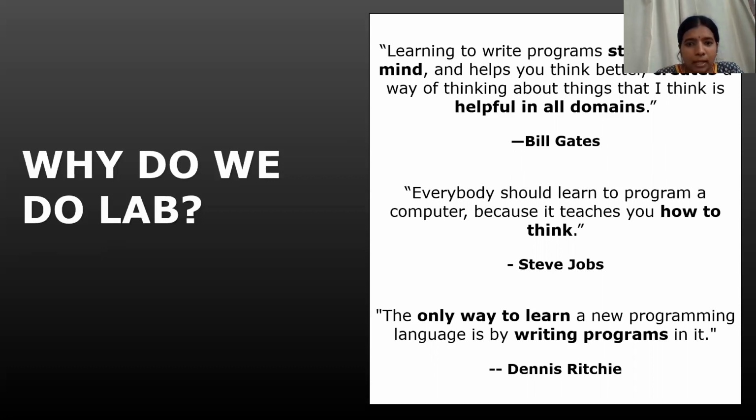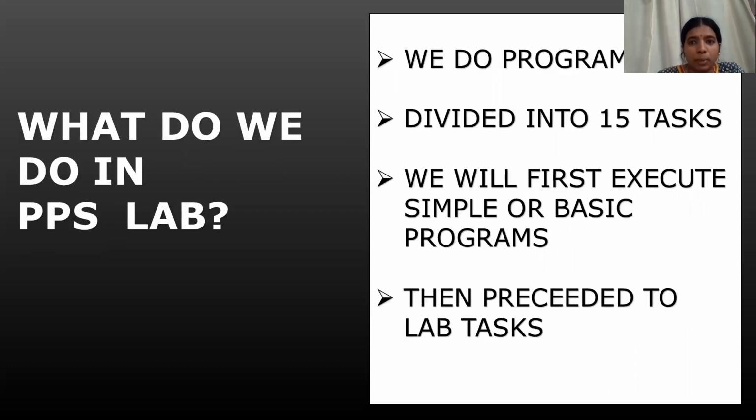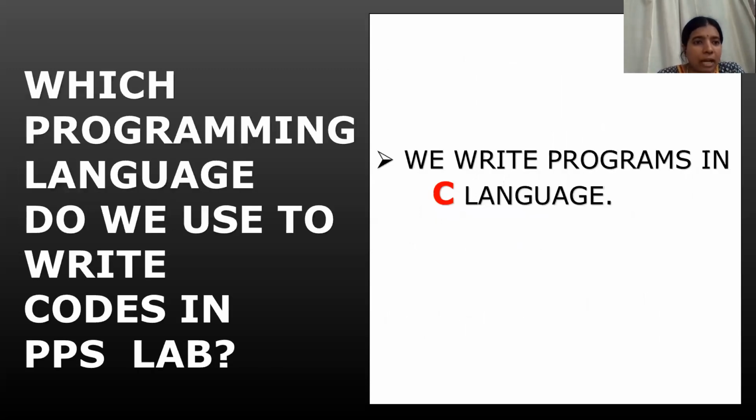As rightly said by Dennis Ritchie, the only way to learn a new programming language is by writing programs in it. So PPS Lab is a platform for us to practice programs and enhance our problem solving skills. What do we do in PPS Lab? We write programs which are divided into 15 tasks. We will execute simple or basic programs for our acquaintance with the language, and then we'll proceed to execute lab tasks, which are ordered from simple to complex. Which language do we use? We use a language called C.